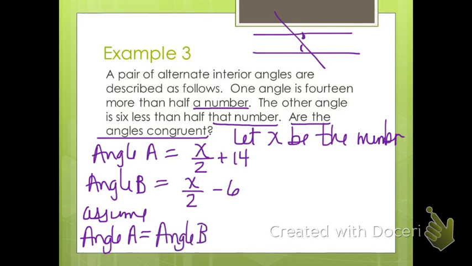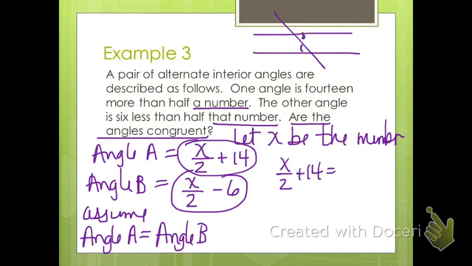And I can write this equation because angle A is this expression, angle B is this expression. So I would have this equation, x over 2 plus 14 is equal to x over 2 minus 6 if the two angles are equal. So now to get the x terms all on one side, I'm going to subtract x over 2 from both sides. So that's what this would look like.